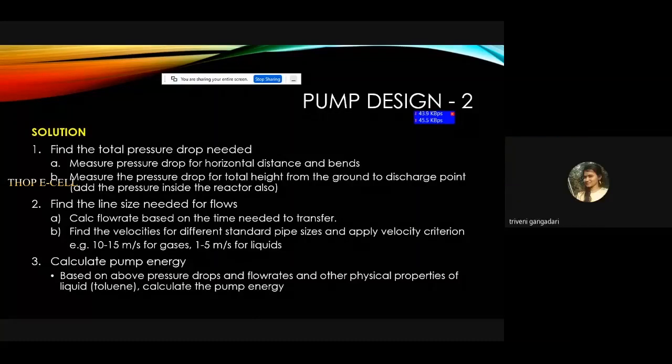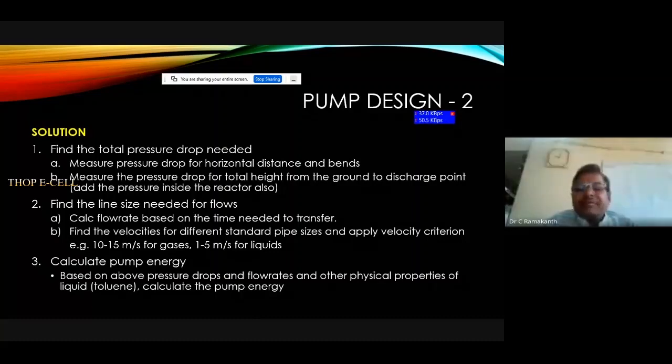Can you repeat the last three sentences? See, the pipeline size is determined by the gas flow rate, so for gases, or liquids, the liquid flow rate also. For liquids, the velocity should be between 1 and 5 meters per second.